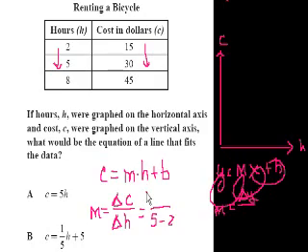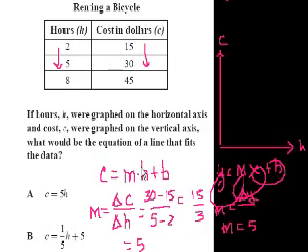Well, it's 30 minus 15, so it equals 15 over 3, which is equal to 5. So we figured out the slope. Slope is equal to 5. Now we just have to figure out the y-intercept.